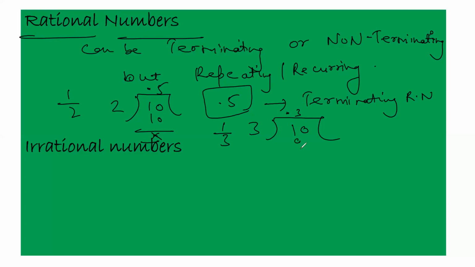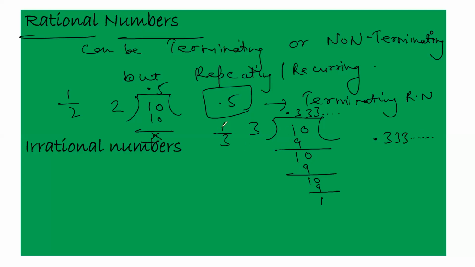So 3 3s are 9 and 1. Again you have to, because there is a point already, I will put 0. So 3 3s are 9. Again I will put 0 and 3 3s are 9 and 1. So it means the division will carry forward. Okay, so when the division carries forward and there is no stoppage, it means it is not terminating.